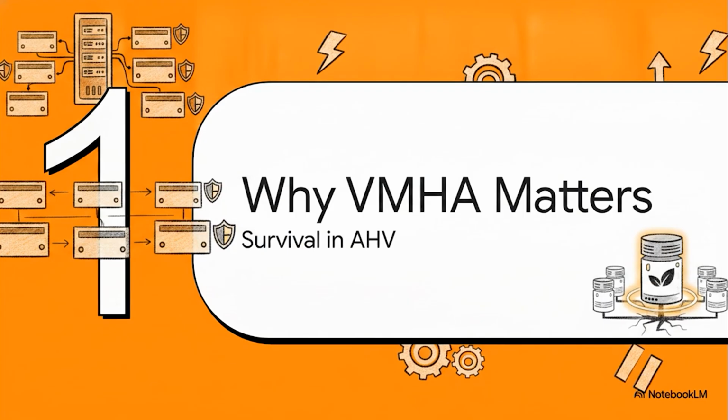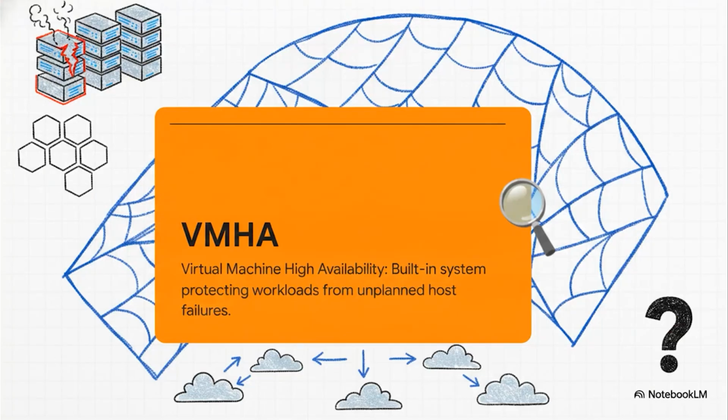All right, let's jump right into Section 1, why VM high availability matters, looking specifically at infrastructure survival in AHV. To set our baseline, let's quickly nail down our core terms. AHV, or the Acropolis hypervisor, is your native Nutanix virtualization solution. And within that ecosystem, we have VMHA, which stands for Virtual Machine High Availability. Simply put, this is the built-in native system designed to protect your critical workloads.